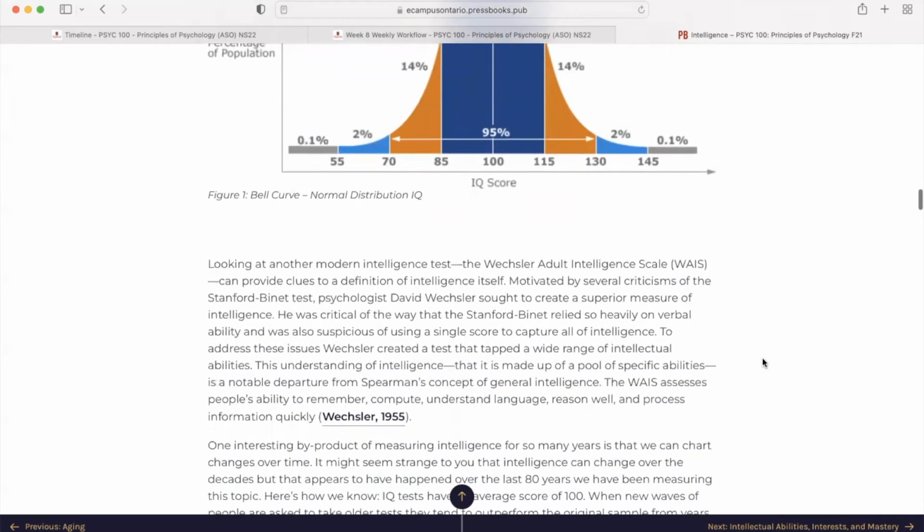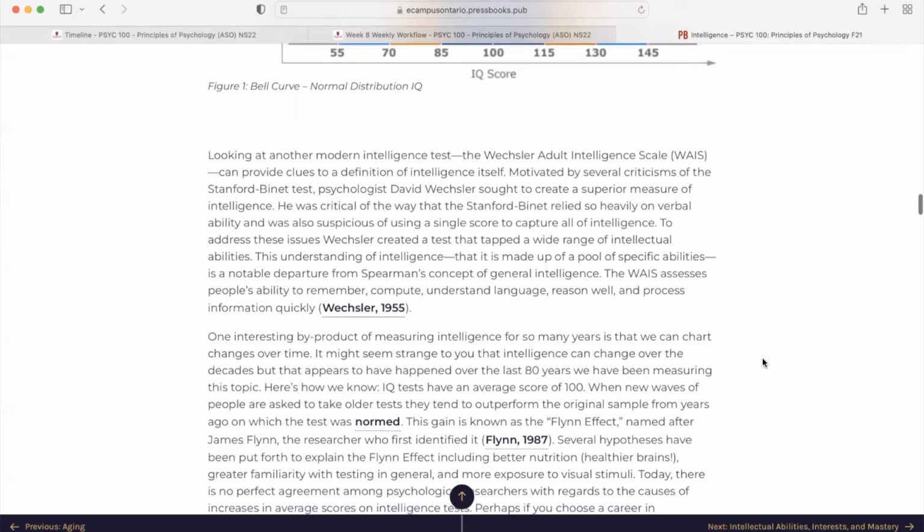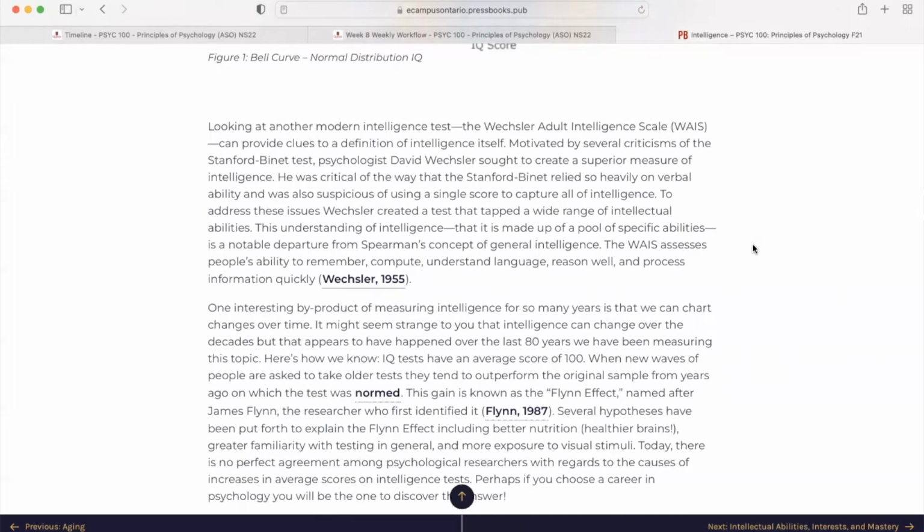Looking at another modern intelligence test, the Wechsler Adult Intelligence Scale, or the WAIS, can provide clues to a definition of intelligence itself. Motivated by several criticisms of the Stanford Binet test, psychologist David Wechsler sought to create a superior measure of intelligence. He was critical of the way that Stanford Binet relies so heavily on verbal ability and was also suspicious of using a single score to capture all of intelligence.